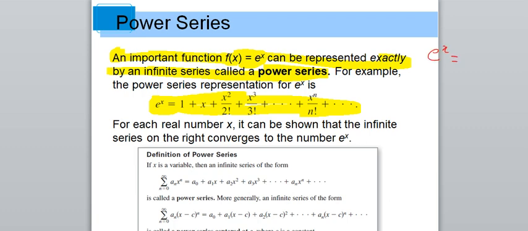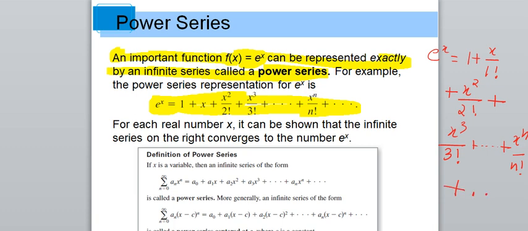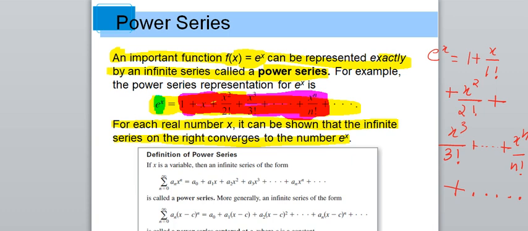So e to the power x is equal to 1 plus x by 1 factorial plus x square by 2 factorial plus x cube by 3 factorial, and if you continue, plus x^n divided by n factorial. Since it is an infinite series, after that also it will continue on. For each x, it can be shown that the infinite series on the right converges to e to the power x.